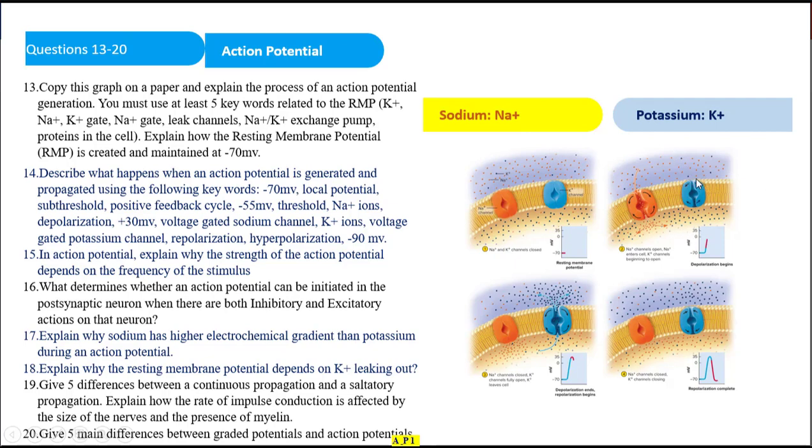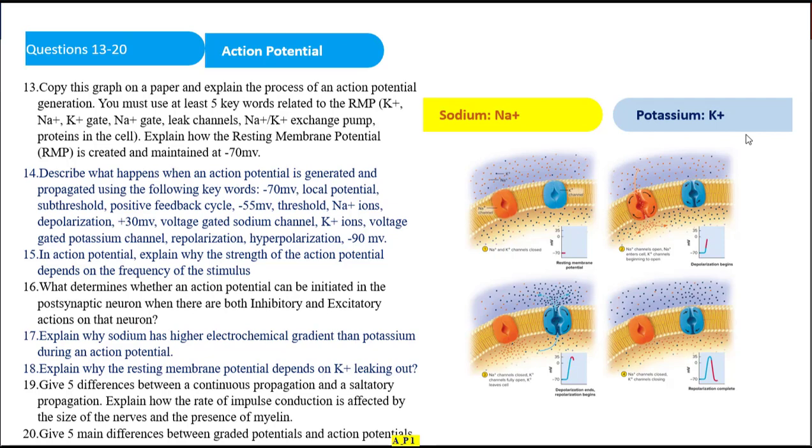At the same time, the gates, the doors of potassium, are more permeable. They allow more potassium to go out. That's why, despite the high electrochemical gradient of sodium, when potassium gates open, potassium will go out, because sodium cannot use that door, right? So here, we need to understand why potassium affects the action potential more, because potassium is more concentrated in the cell.